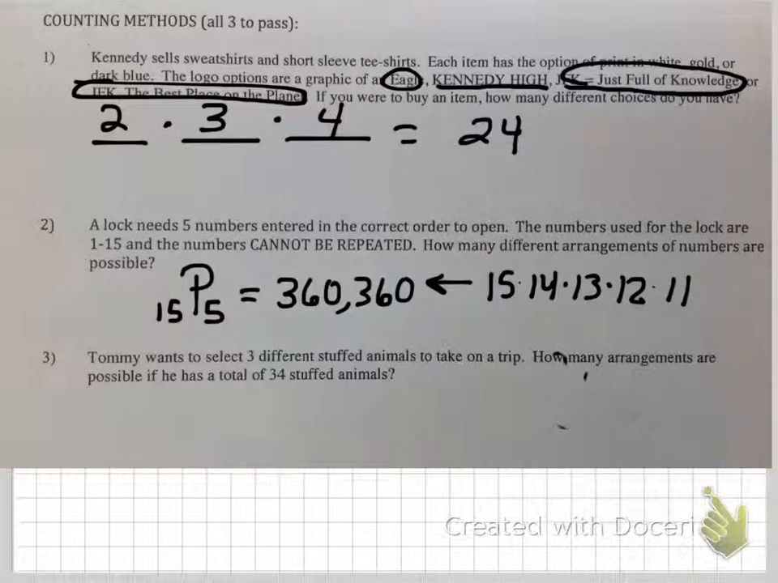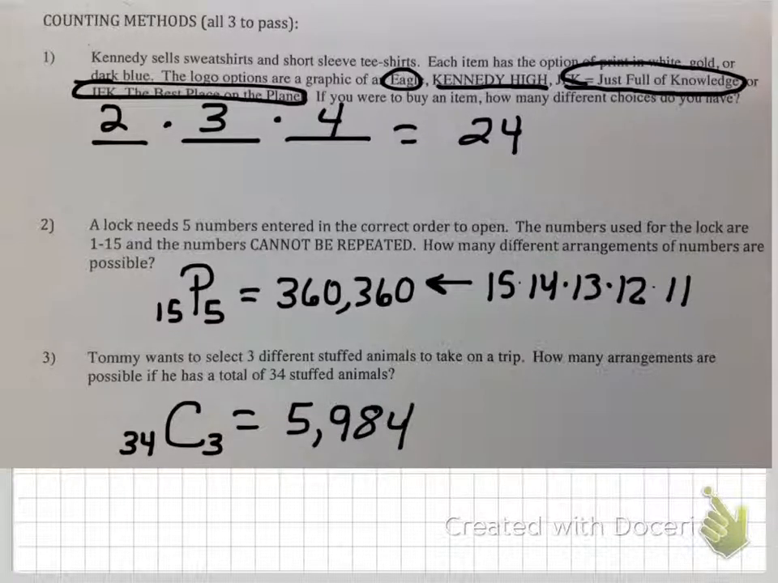Problem number 3. Tommy wants to select 3 different stuffed animals to take on a trip. How many arrangements are possible if he has a total of 34 animals? So in this case, the order does not matter. It doesn't matter which order he picks them in. They're all going on the trip. Combination. He has 34 stuffed animals. He needs to pick 3 because that's all that'll fit in his suitcase. So when you type that in your graphing calculator, 5,984. If you have any questions on this, please ask myself or Miss Brown.